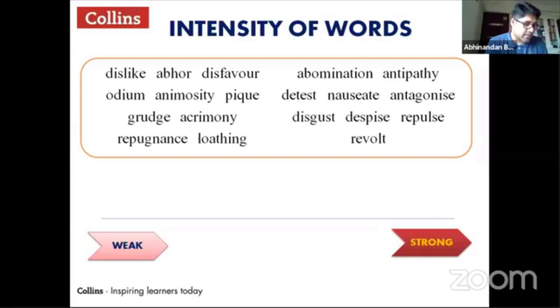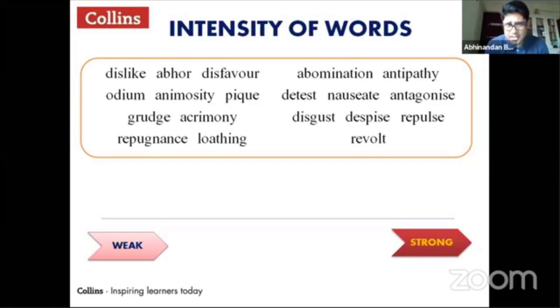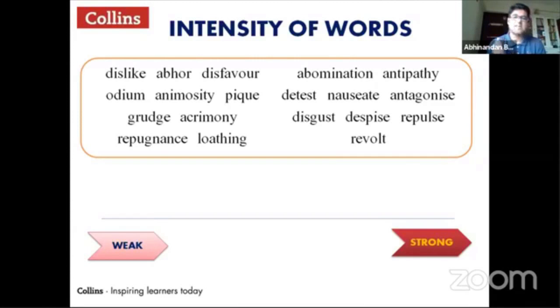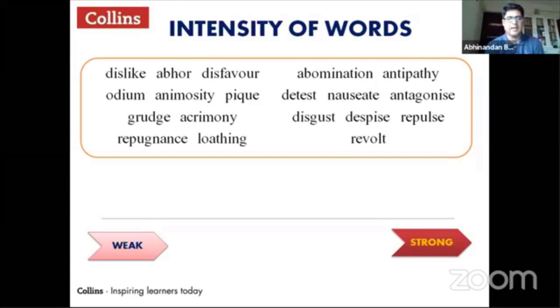Like words such as abomination. It's a very strong word. It suggests outrageously something which is horrible, like abominable. And you have the word animosity. Animosity suggests a strong feeling of dislike. There's some hostility associated with it, like antipathy, hostile aggression, hostile hate, disgust, or disfavor.